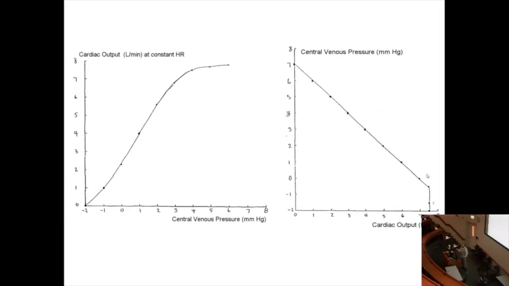Wrong. It actually does work this way. Both of these curves are true, okay? I know it's confusing, and I know it's a pain, and I'm sorry about that. I didn't make it up. I just lecture on it, okay?